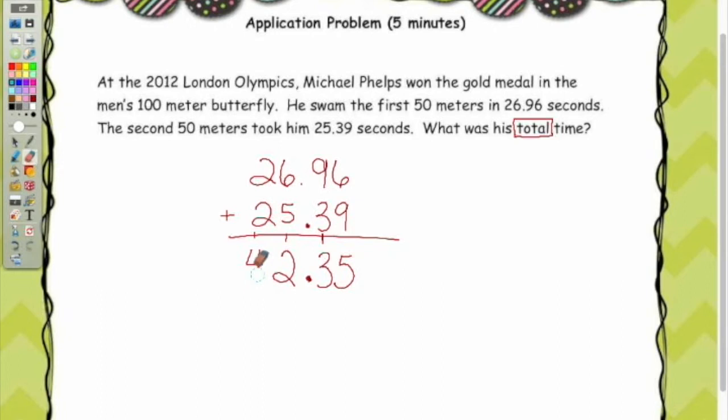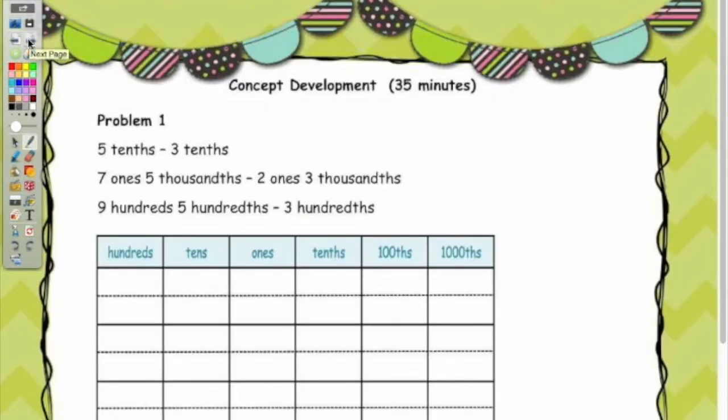Oh, thank you, boys and girls. Welcome, Miss Williams. Okay, so is that my answer? Yes. Okay, very good. Let's take a look at problem 1. We're only doing one of these.